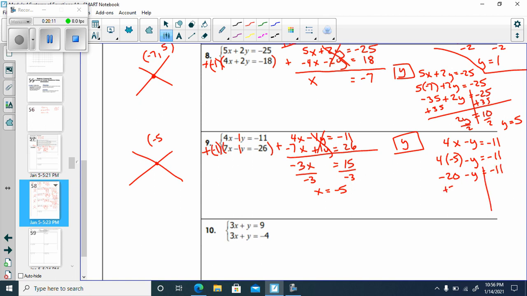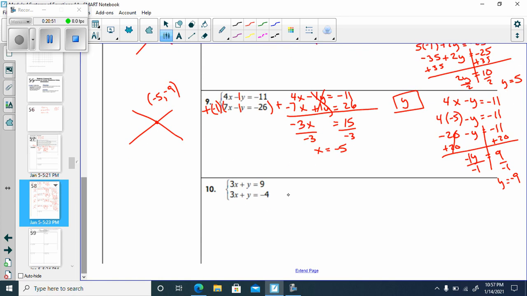Let's add 20 to both sides. That gives me negative y equals 9. Okay? Because the difference in those would be 9. And you got a positive number here. It's the bigger absolute value. But I don't want negative y. I need it to be y. So let's divide both sides by negative 1. And y is equal to negative 9. Our coordinates are negative 5, negative 9 for the solution to this system of linear equations.